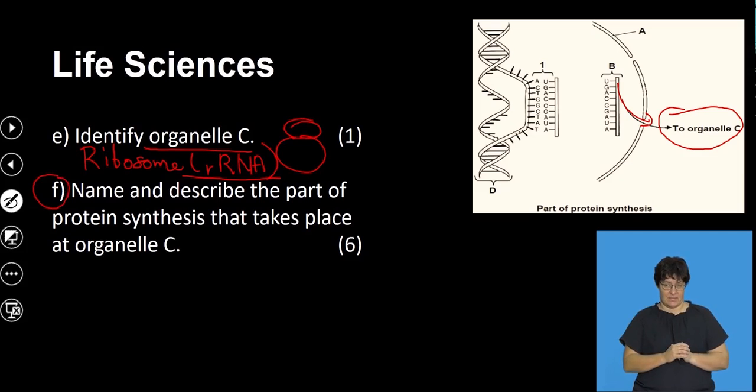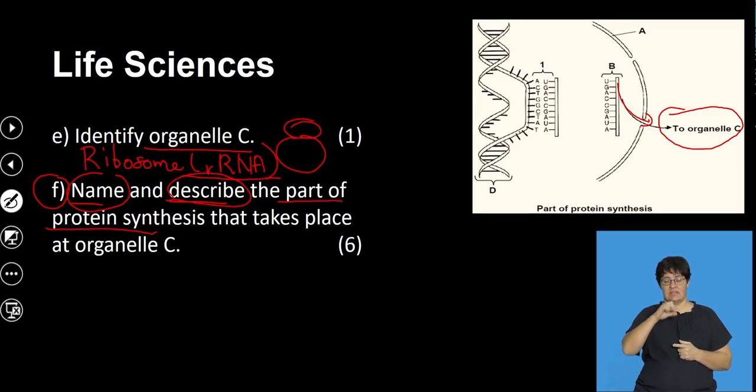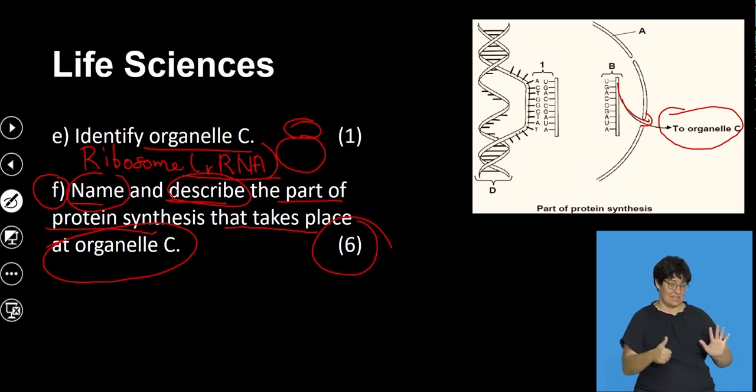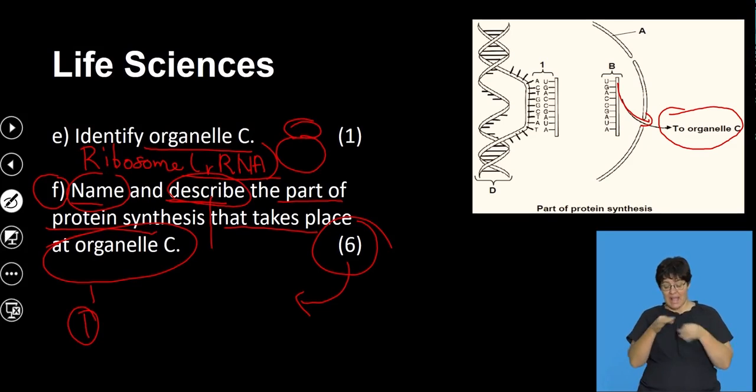Let's look at question F. Name and describe. So there are two parts to this question. We've got to firstly name, and second, describe the part of protein synthesis that takes place in organelle C. This is a 6-mark question, so it's important that we break this up into the number of marks allocated. The name would be a mark, and describing the process would be 5 marks. So there would be 5 significant facts that you would need to use to explain this.